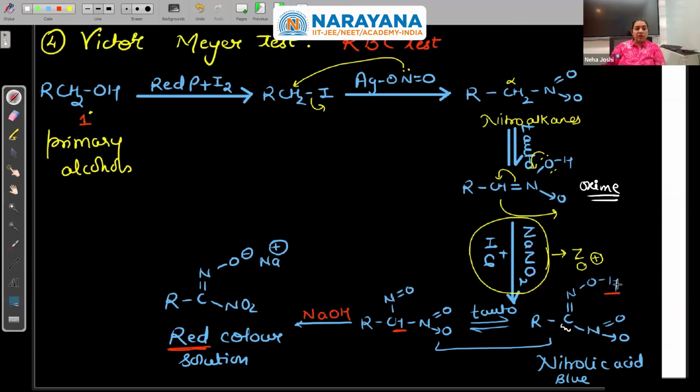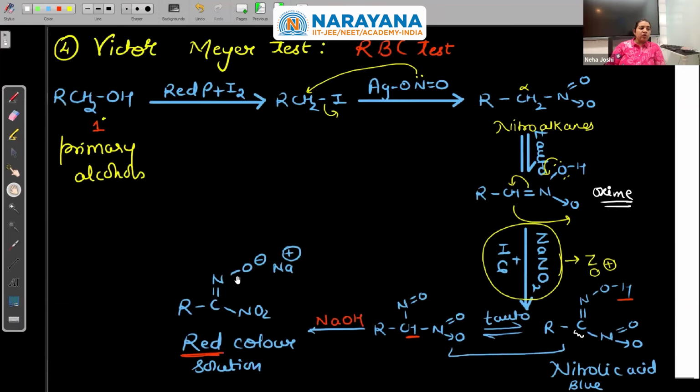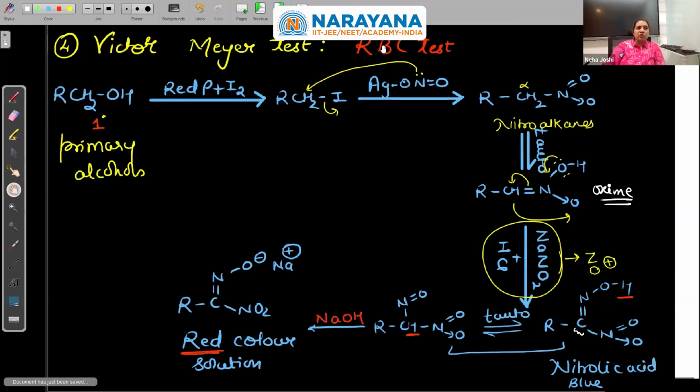Whether I take H from here or from here, nitrolic acid is obtained, which is blue in color. You add NaOH, and that blue color changes to red. So for 1 degree alcohol, we got red. RBC: red, blue, colorless. So for 1 degree we got red, for 2 degree blue, and for 3 degree we'll get colorless. That is what we want to say.